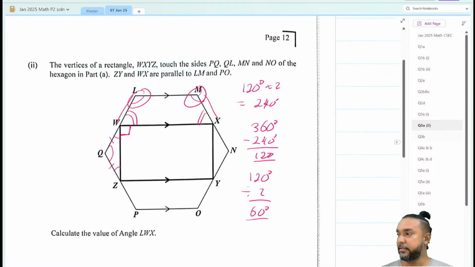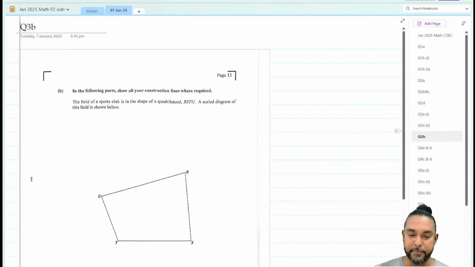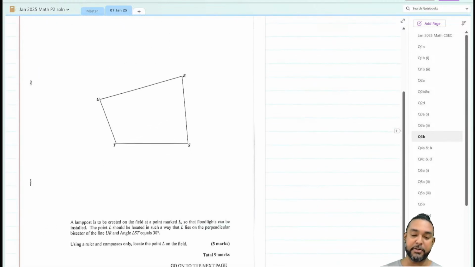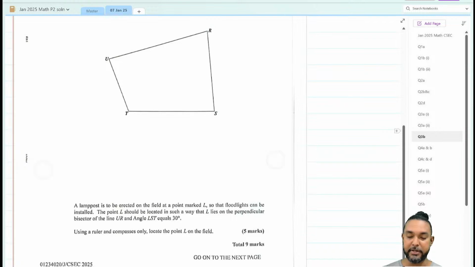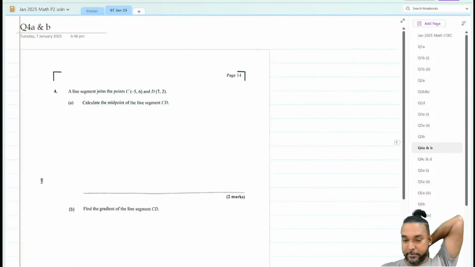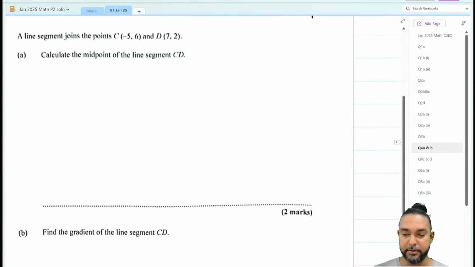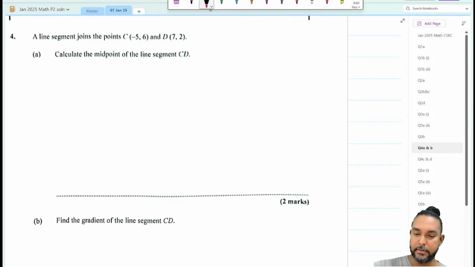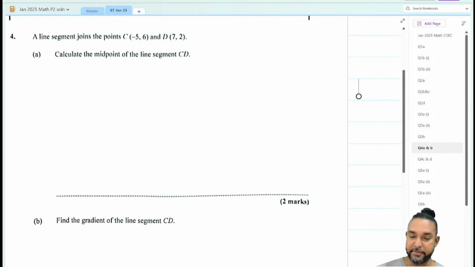All right, let's continue. With the construction, I can't do constructions using this app, so I do apologize. I'm just going to bypass this question and go into question 4. At some point I'll make a short or a TikTok or a reel with the construction. Okay, so a line segment joins the points minus 5, 6, and 7.